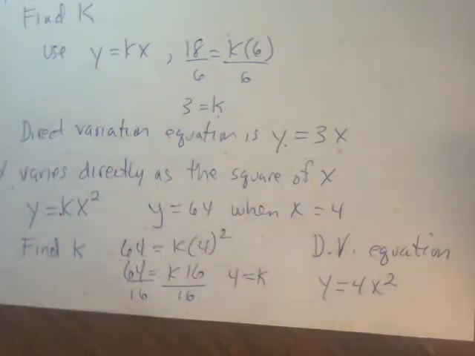Okay, so it's almost like you're going around in circles. You find k, then you rewrite the equation now knowing k, and then if they gave me x, I could find y. If they give me y, I can find x. Okay, so that's an example of your direct variation.